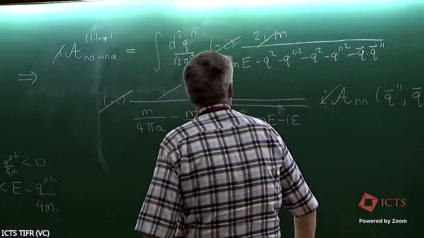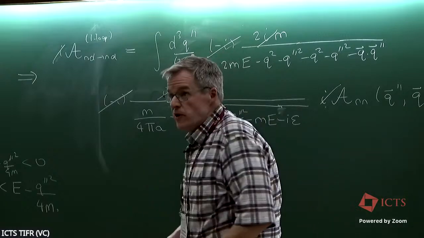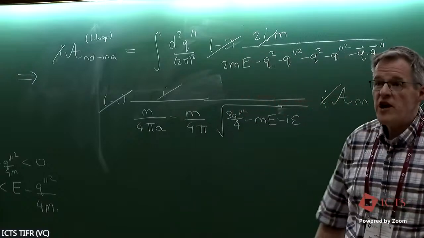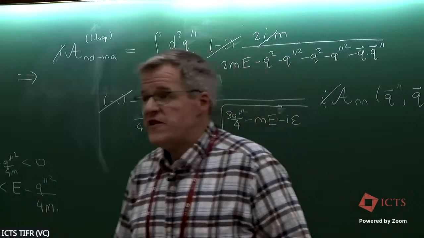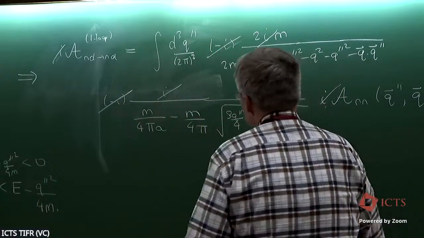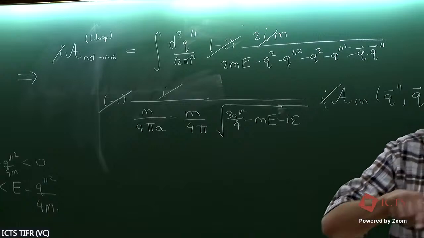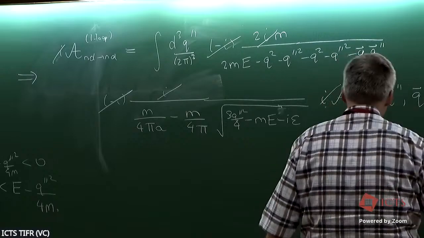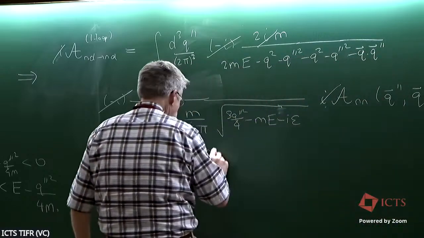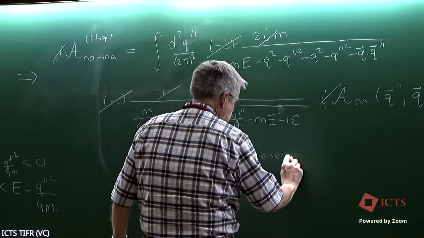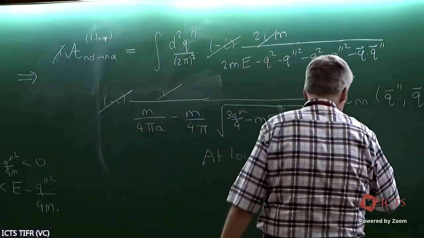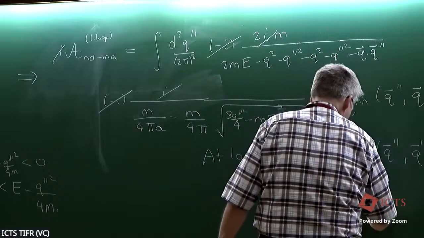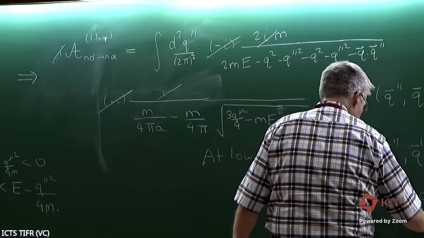All right, so now we do the next trick, which is to reduce this to one dimension. We're going to do that by observing that for low energy scattering, this will be dominated by S waves, and this amplitude will not depend on the angles. So at low energies, we can replace A_NN(q'', q') by A_NN(q'', q').